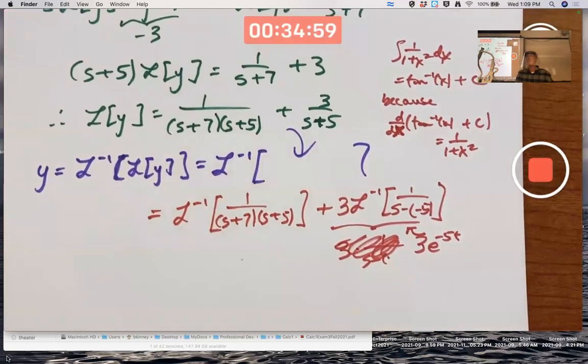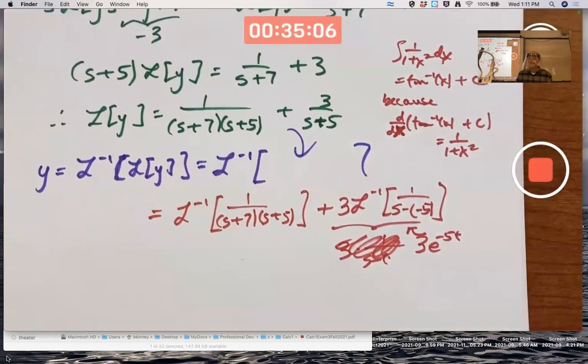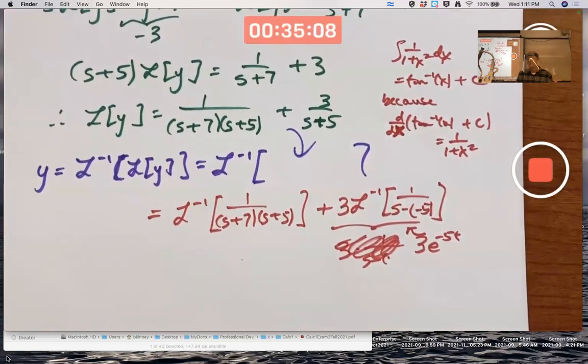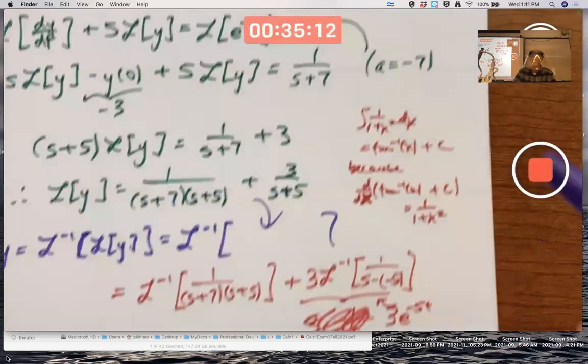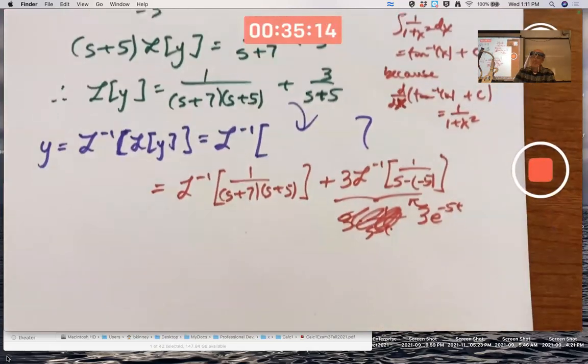Your old friend, partial fractions, just like with integrals, because doing an inverse Laplace transform, in a sense, is kind of analogous to doing an integral here. Kind of.